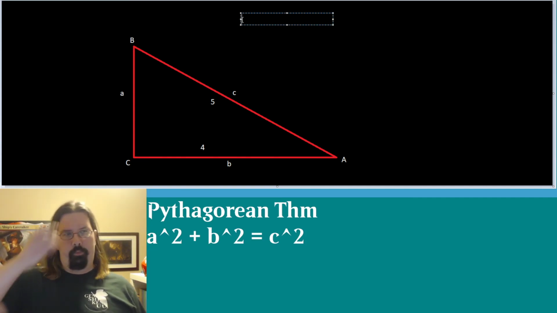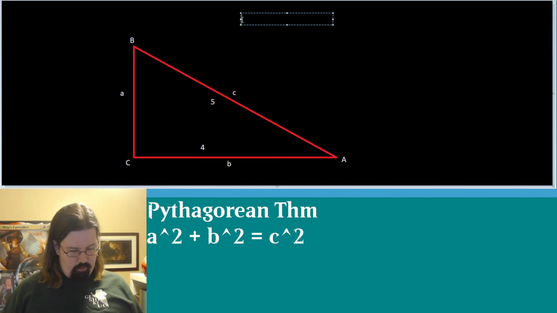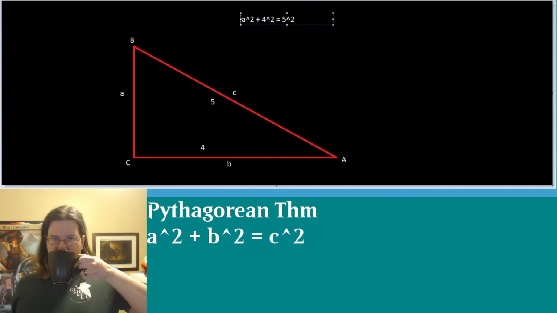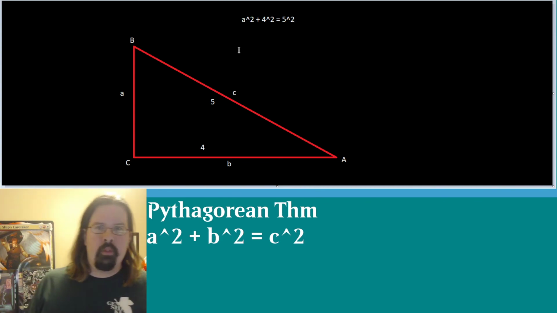All right, so we have the Pythagorean theorem. Again, a squared plus 4 squared equals 5 squared.